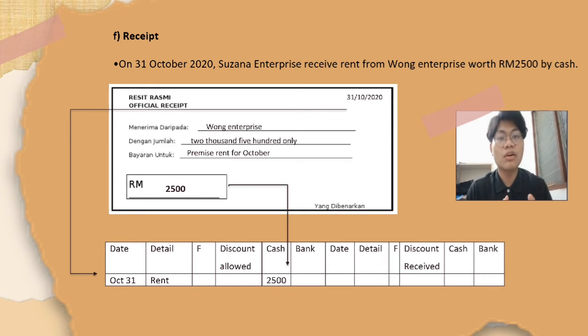And the last source of document for cash book is official receipts. With the transaction on 31 October 2020, Susanna Enterprise received rent from Wong worth RM 2,500 by cash. The way to record it, firstly, we need to insert the date, 31 October, and the amount in the cash column on the debit side. And lastly, we record the detail as rent.